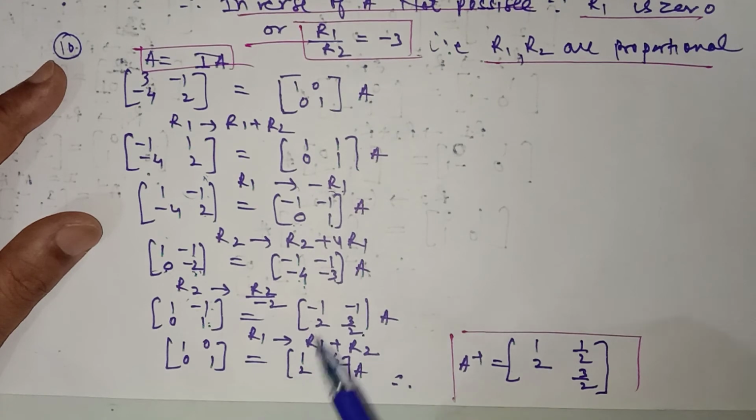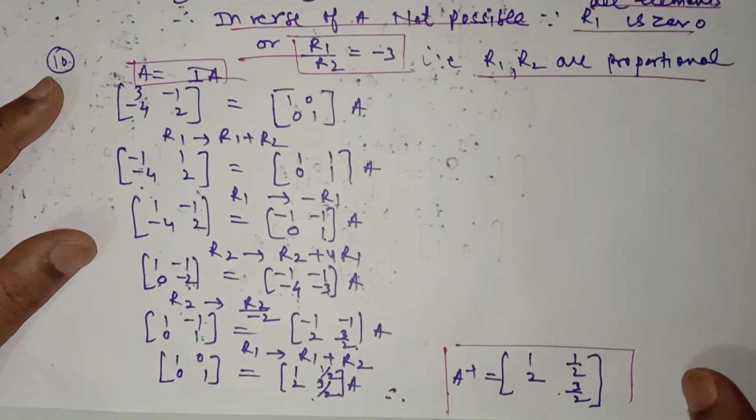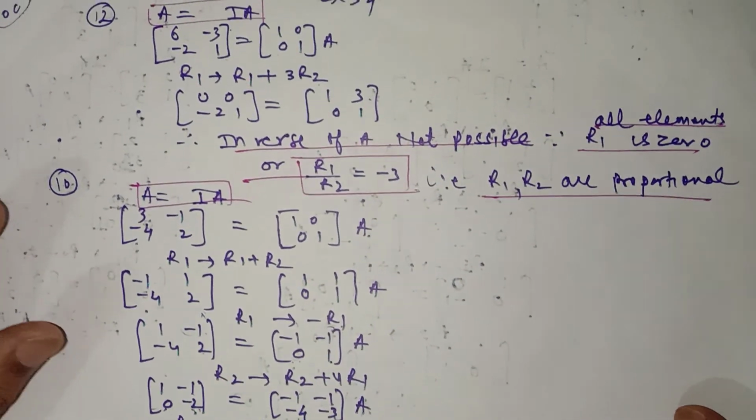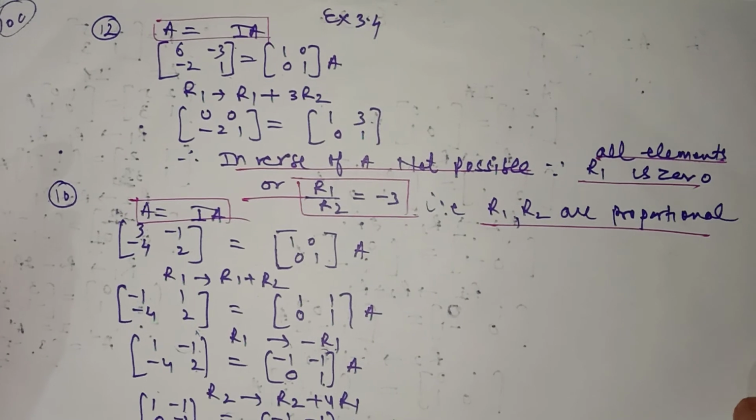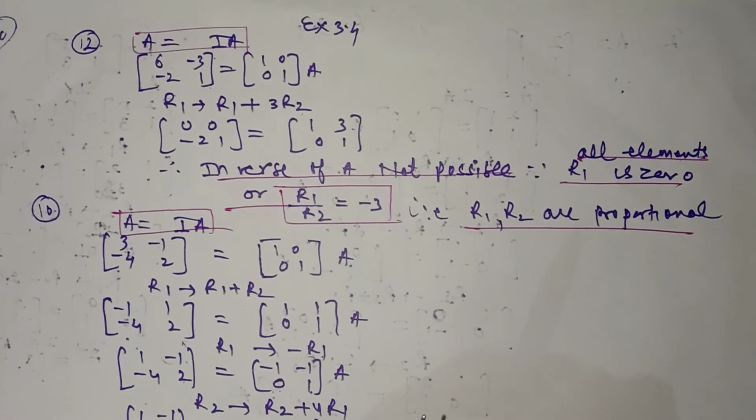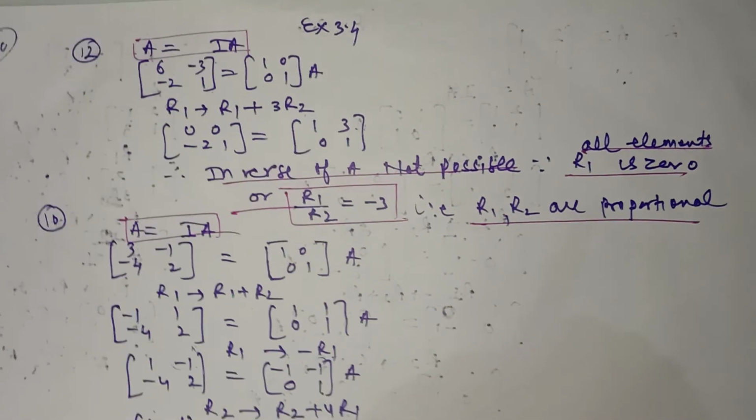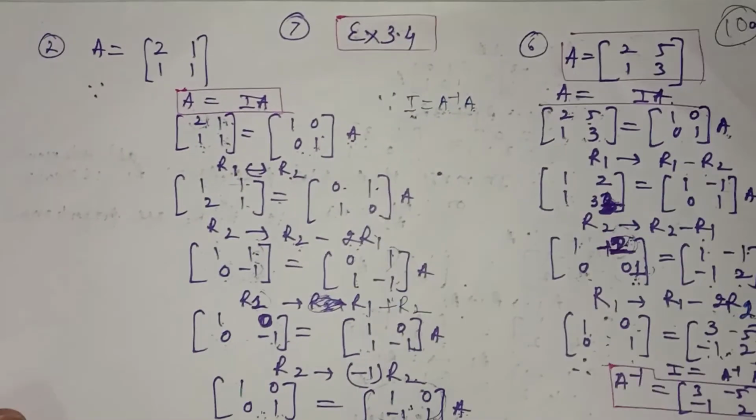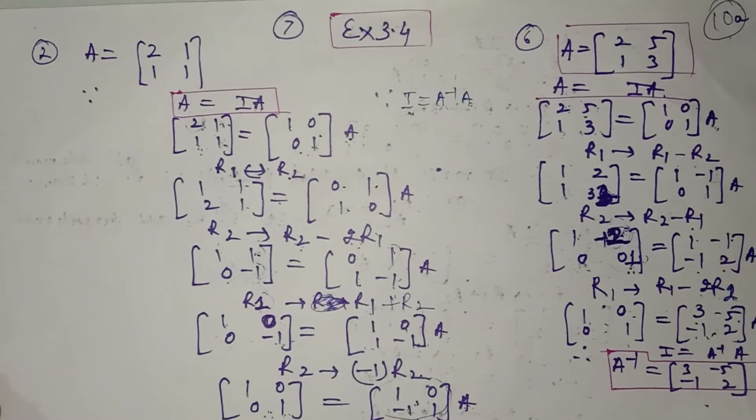So I is equal to A inverse into A. So this must be A inverse. So A inverse is equal to this. So this is the proper way to find the inverse of a matrix by the elementary transformation method. These are 2 by 2 matrices, to find the inverse of 2 by 2 matrices.